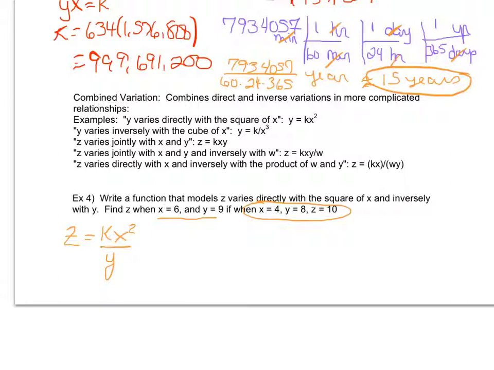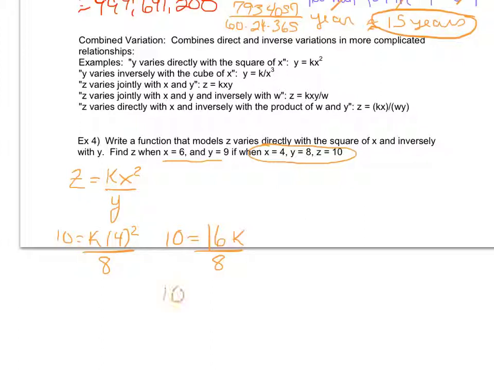So I'm going to plug those in and say 10 equals k times 4 squared over 8. Well, that means 10 equals, 4 squared is 16, 16k all over 8. Well, that means 10 equals 2k. So dividing by 2, k is 5. So I know that z equals 5x squared over y, putting in my constant of variation.